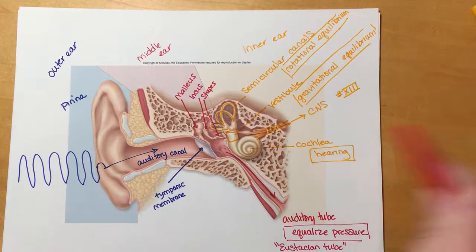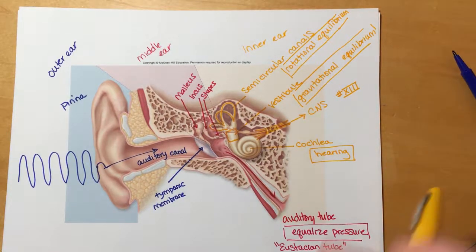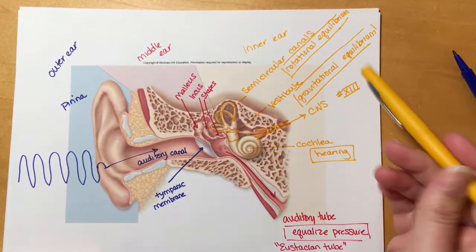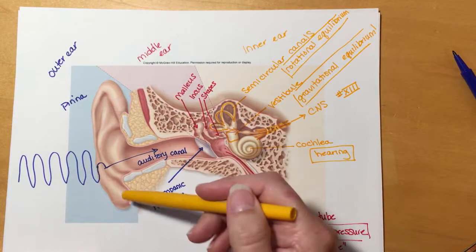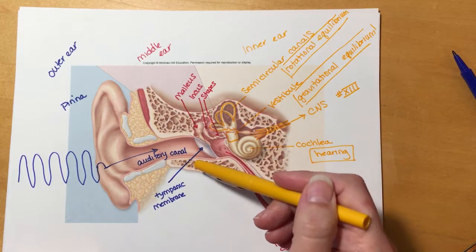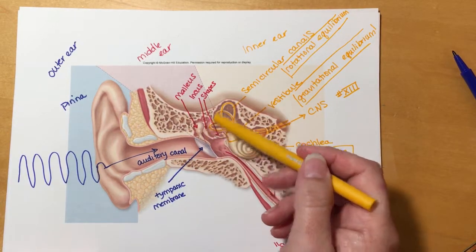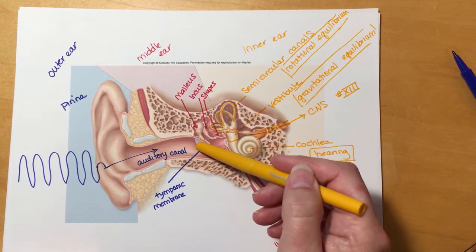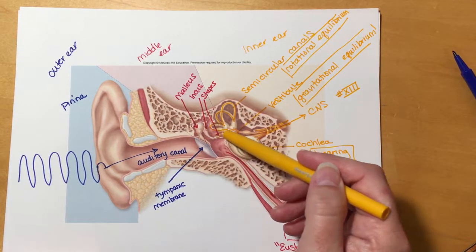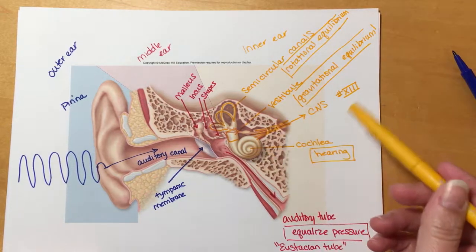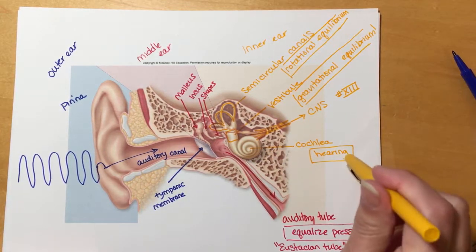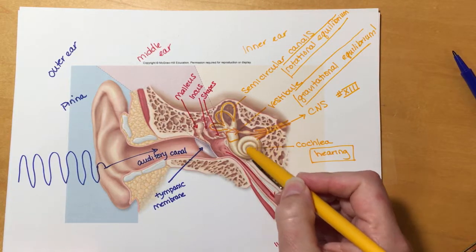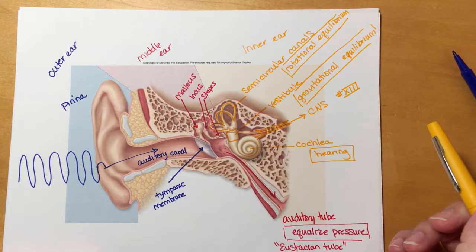So last time we discussed the structures in the ear: the outer ear, middle ear, and inner ear. The outer ear's function is to funnel sound waves into the middle ear. The middle ear's function is to transform those sound waves into mechanical energy and transfer them to the inner ear. And the structure of hearing is the cochlea, and you can see it's got this sort of snail-like swirl going on.